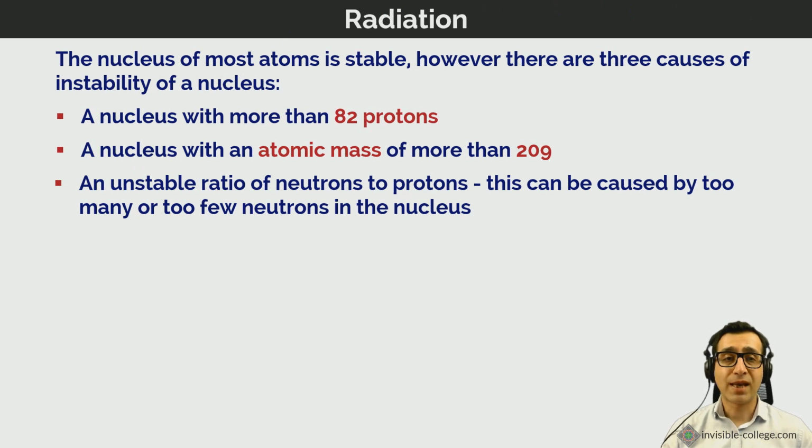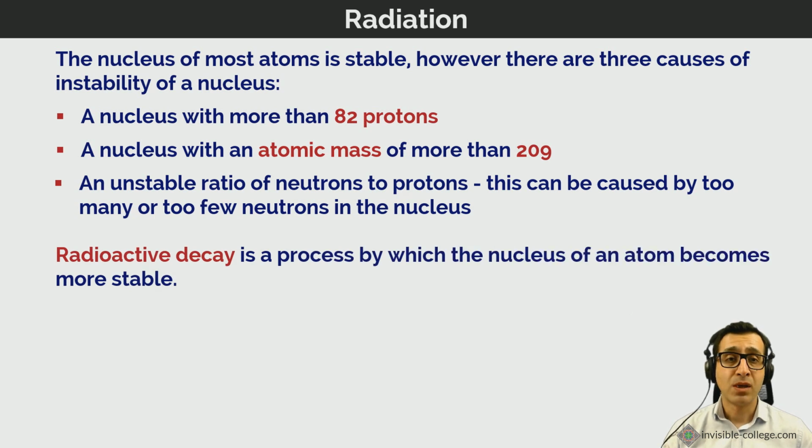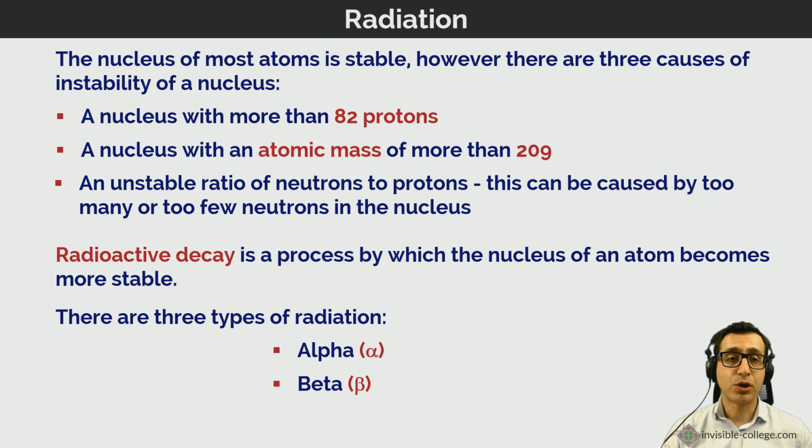So radioactive decay, again, is a process by which the nucleus of an atom becomes more stable. There are 3 types of radiation that we've mentioned already. So let's take a look in a little bit more detail at the processes by which a nucleus emits an alpha, beta, or a gamma wave, and the properties of these 3 types of radiation. And if we get time, we'll go into their applications as well.